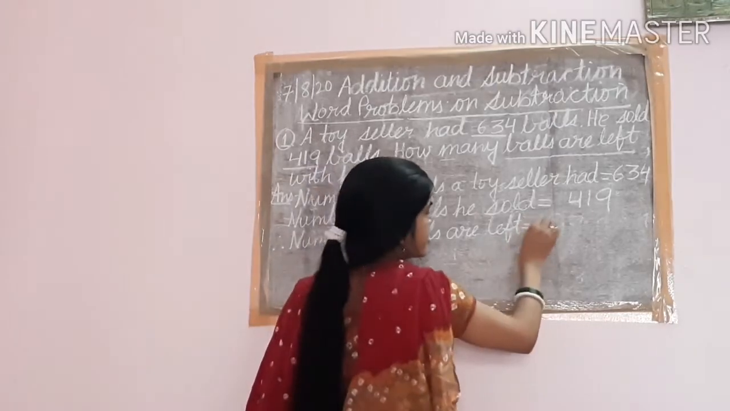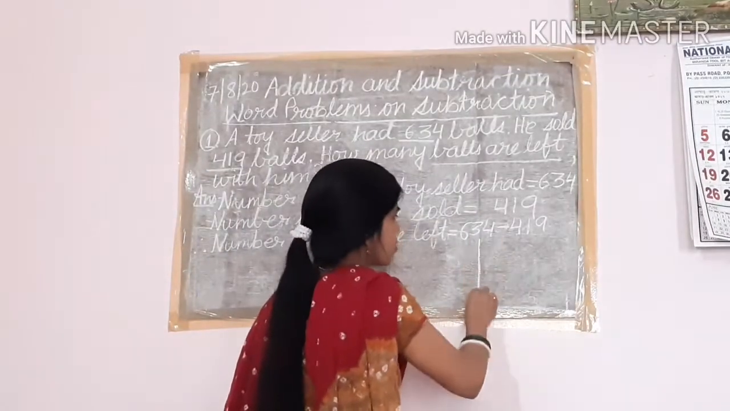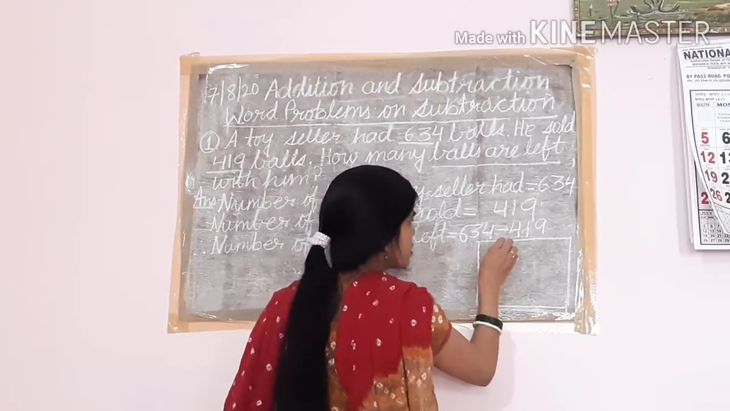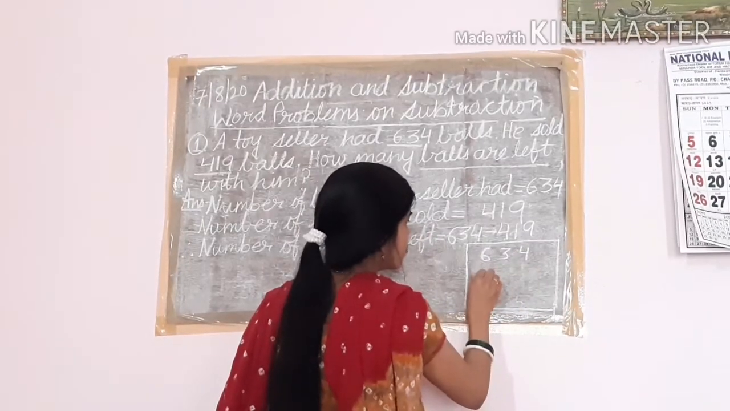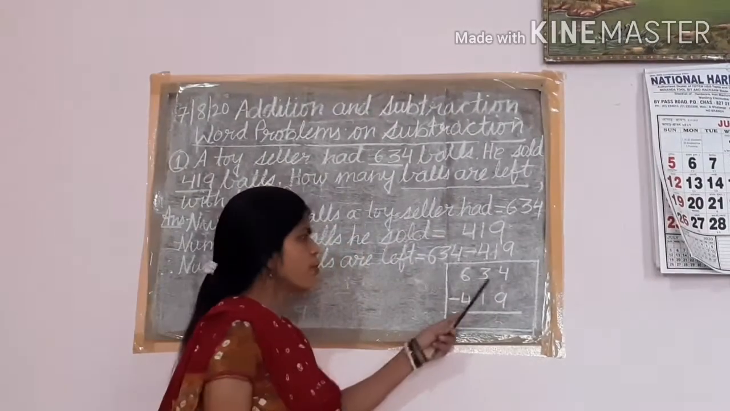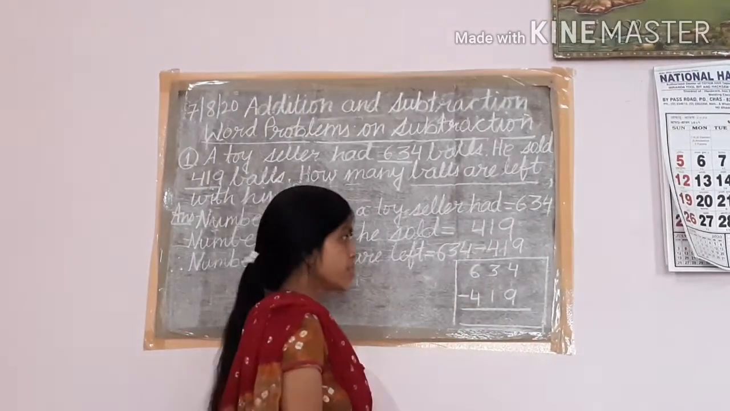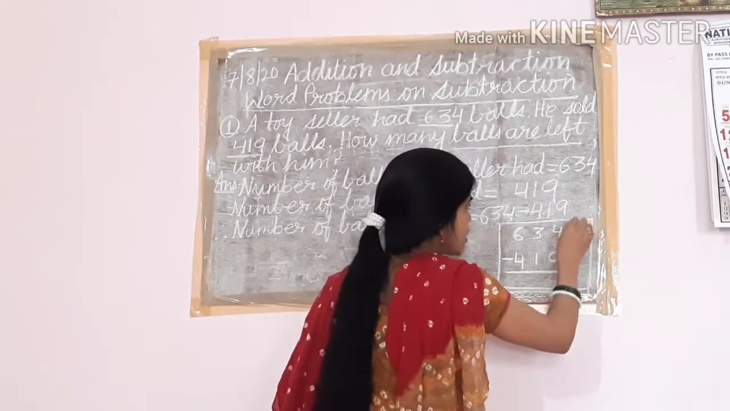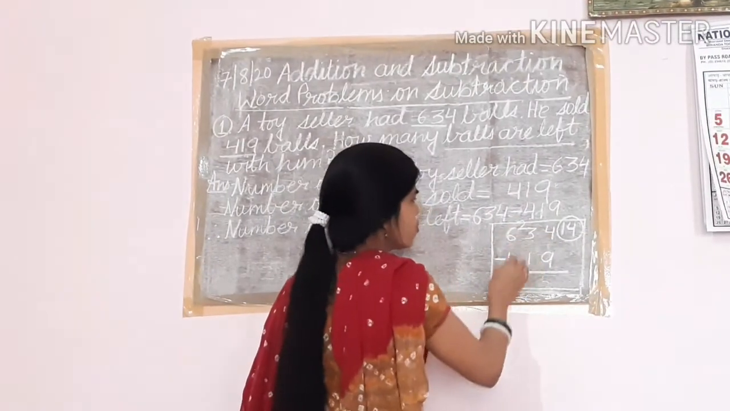Then 634 minus 419. I have to draw a box first. 634 and 419, subtraction sign. 4 minus 9 is not possible. Who will help? The tens place will help. The tens place has 3 tens, so 1 ten is given to the ones place. So here 14. And now how many are left? 2. So here 2.